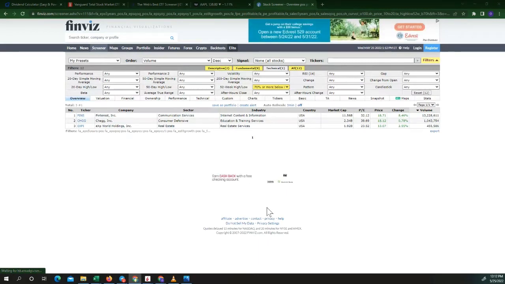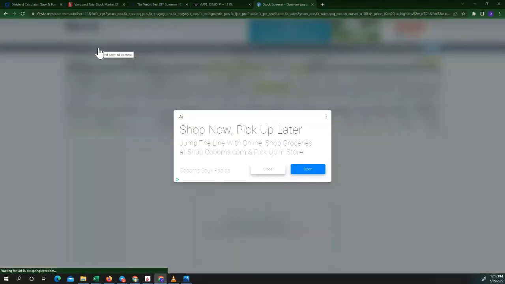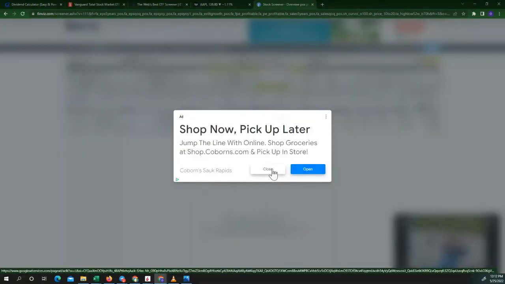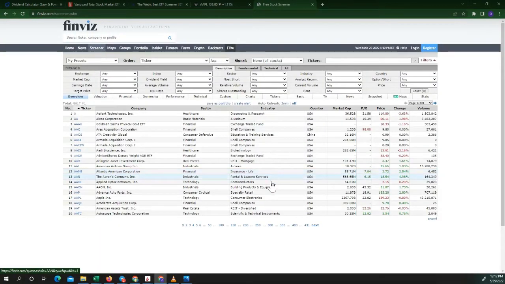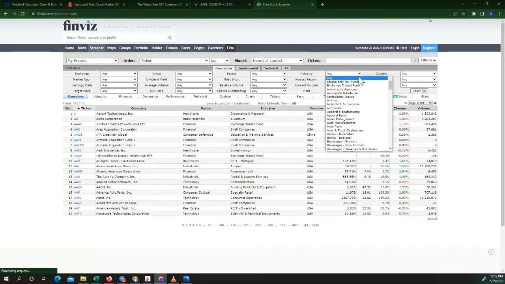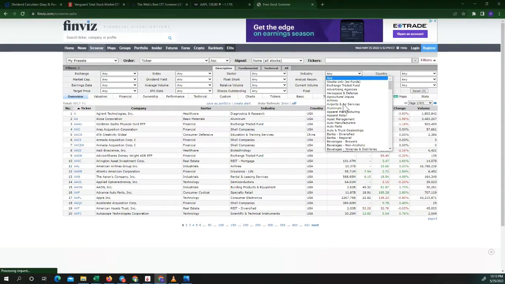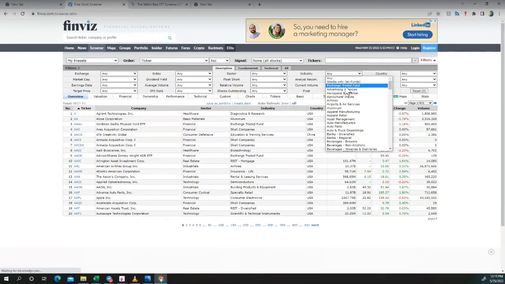So let's come to FinViz right here. The regular FinViz screen, and the first thing you do is under industry, you select ETFs. ETFs will be right down here. If you scroll down a little bit, you'll see exchange traded fund right there.